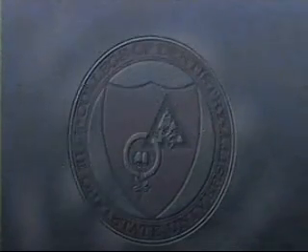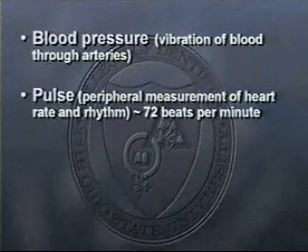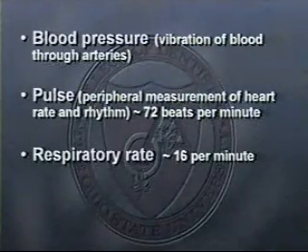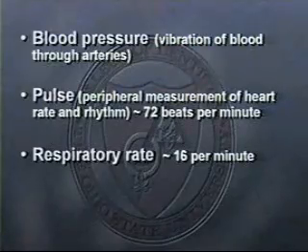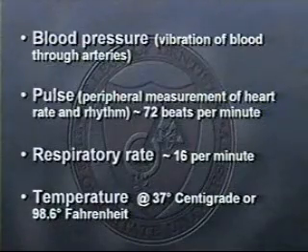A normal blood pressure is defined as being in the range of 120/80. The pulse rate should be in the range of 72 beats per minute. A normal respiratory rate is in the range of 16 per minute. Normal temperature is about 37 degrees Celsius or 98.6 degrees Fahrenheit.